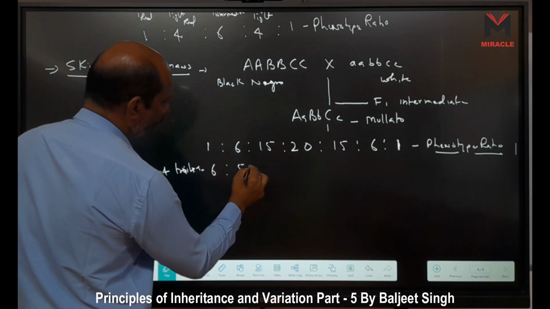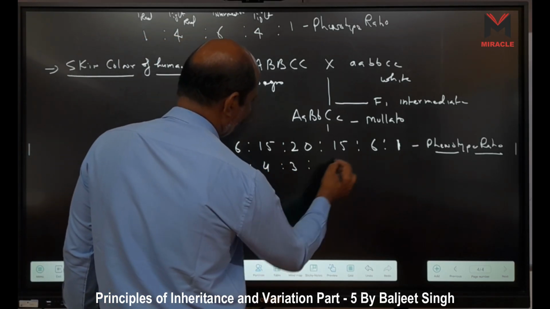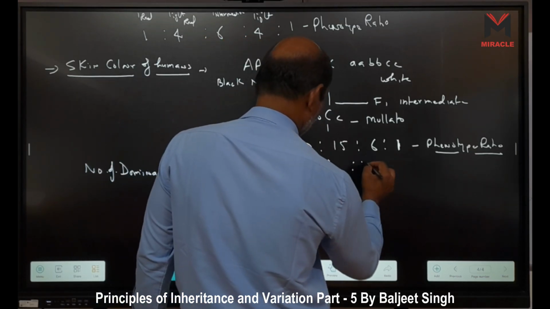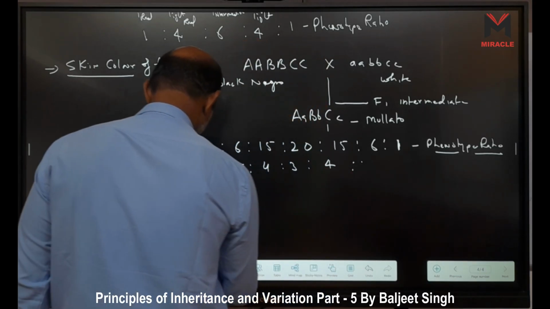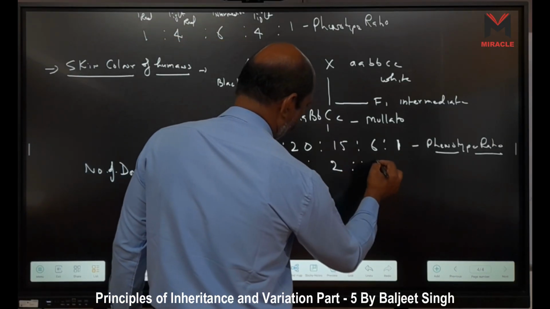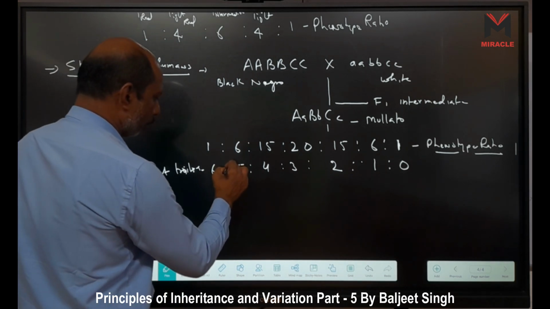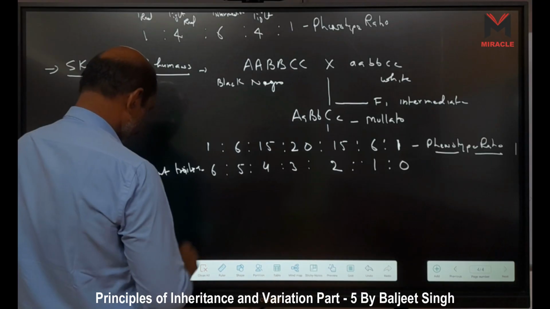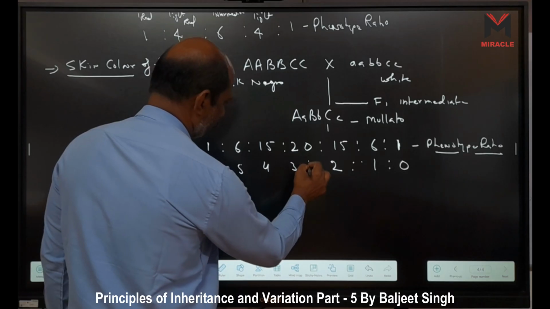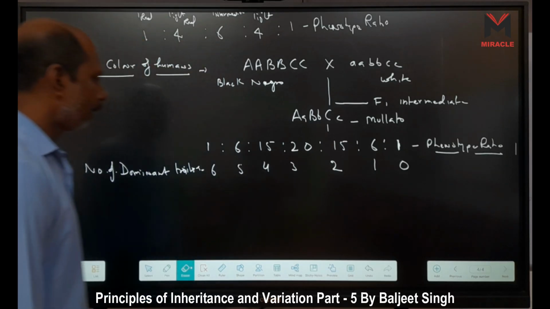But here 5 dominant traits. Here 4 dominant traits. Here 3 dominant traits. Then after here also 4 dominant traits. Here also 3, not 4. It is because we are going in reverse order. Here 2 dominant traits. Here 1 dominant trait, and here 0 dominant traits. So this side, it is not a ratio, right? It is not a ratio. This is the number of dominant traits, right? Number of dominant traits.